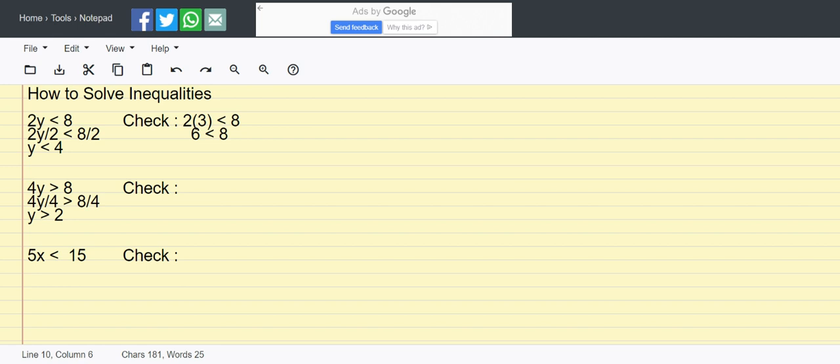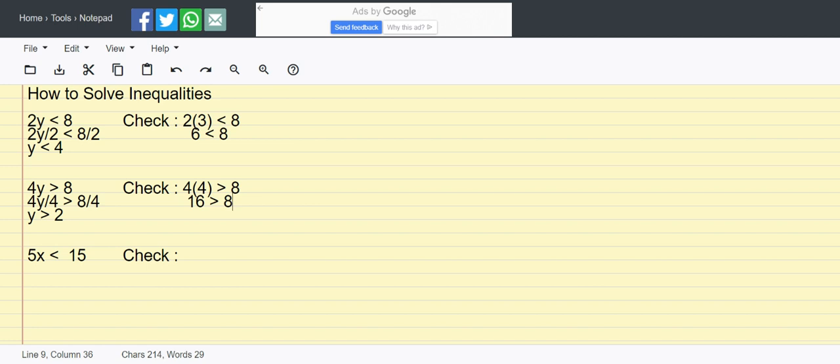And to check if this is the correct answer, we can plug in any value that is greater than 2 into the y value and see if this is true. So I'm going to pick 4. 4 times 4 is greater than 8. And 16 is greater than 8. So this is true. So the answer is y is greater than 2. So any value that is greater than 2 would work for the y value.